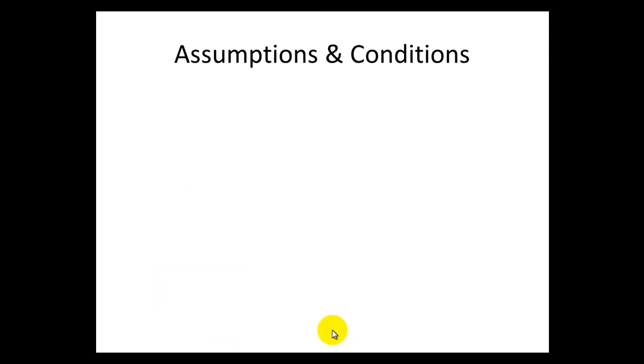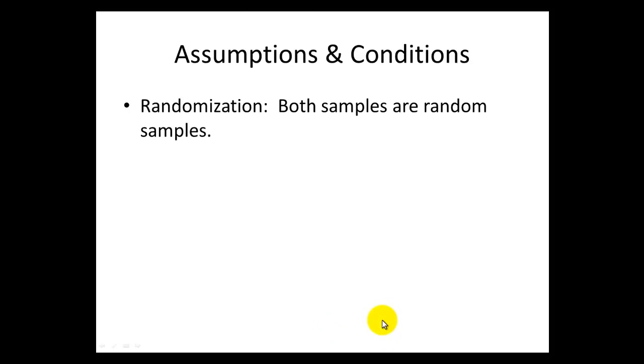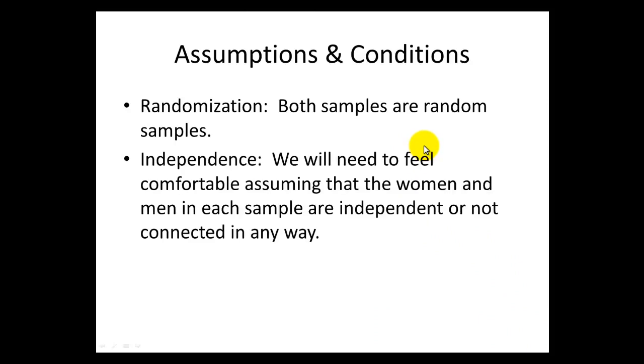Before we jump into StatCrunch and try to get some solutions here, let's consider our assumptions and conditions. As with a lot of our other hypothesis testing, we have to have the assumption of randomization. So we need to know that both samples are random samples, and indeed they are. Independence. We're going to need to feel comfortable assuming that the women and the men are in no way connected to one another in these samples, that they are what we call independent. The two samples are independent of one another.